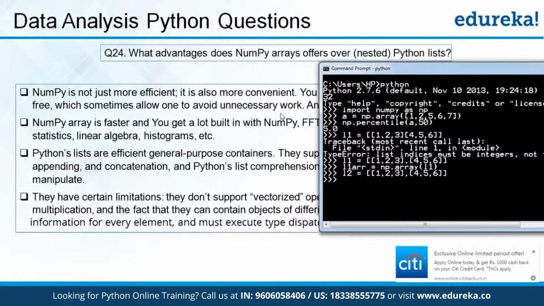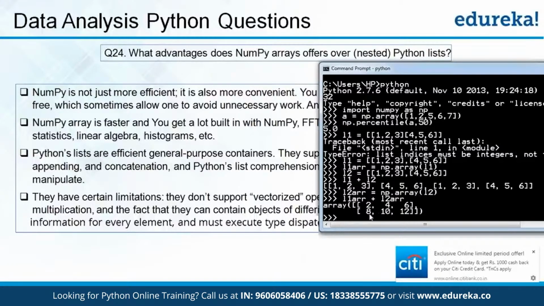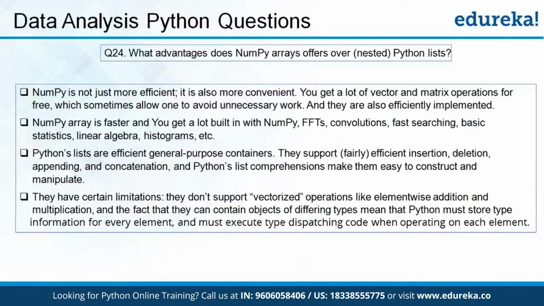Now if you do L1 plus L2, say you want to add items of L1 to L2, so 1 plus 1, 2 plus 2, 3 plus 3, 4 plus 4, 5 plus 5 and 6 plus 6. L1 plus L2 regularly would give you something like this, but if you create an array with a NumPy array, this is what would happen. L1 arr plus L2 arr would give you 2 4 6 8 12. Does that answer one of your questions, Roma? So this is one of the examples.